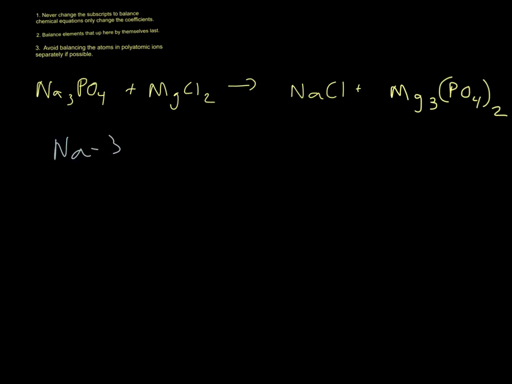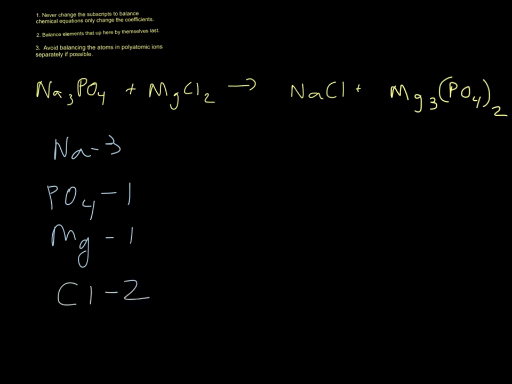Take our inventory. I have 3 sodiums. On this side of the equation, I have the phosphate ion. I notice it's on the other side of the equation as well. So rather than break it up, I'm going to keep it together and try to treat it as a unit. So I've got 1 phosphate. Then I have 1 magnesium. Then I have 2 chlorines.